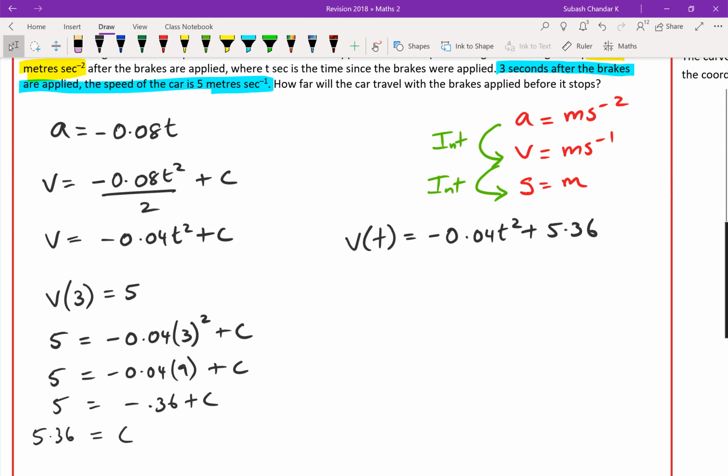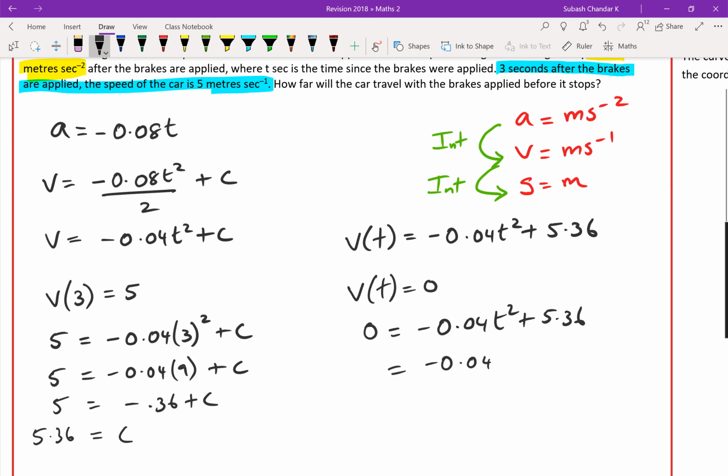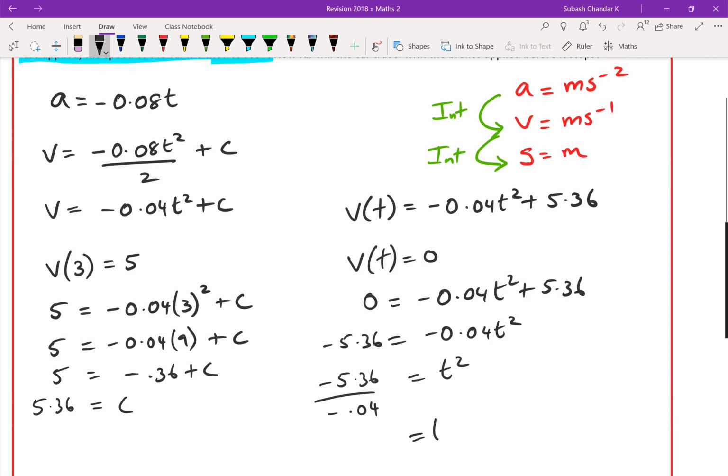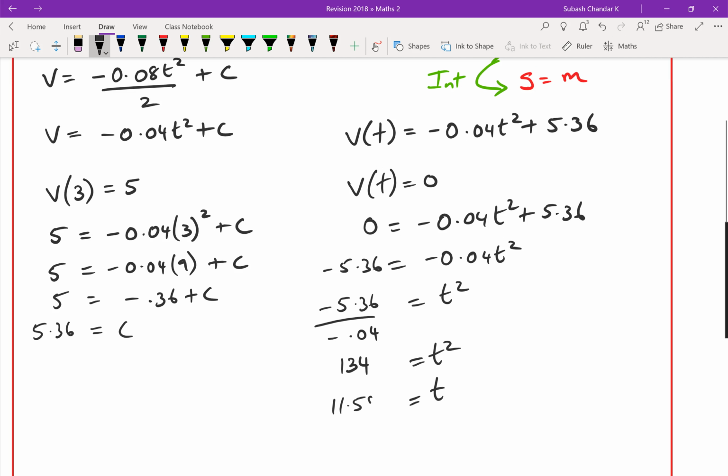What it's asking you guys is, how far will the car travel with the brakes applied before it stops. Now, if you think about it, when the car actually comes to a stop, velocity is equal to 0. You're trying to figure out how far the car has traveled from the time the brakes were applied. But first we need to figure out how long it took for the car to stop. So we're going to put 0 equals negative 0.04t squared plus 5.36. And when we rearrange this, we get t squared equals negative 5.36 divided by negative 0.04. Now this gives me t squared is equal to 134, which means t is equal to 11.58 seconds.